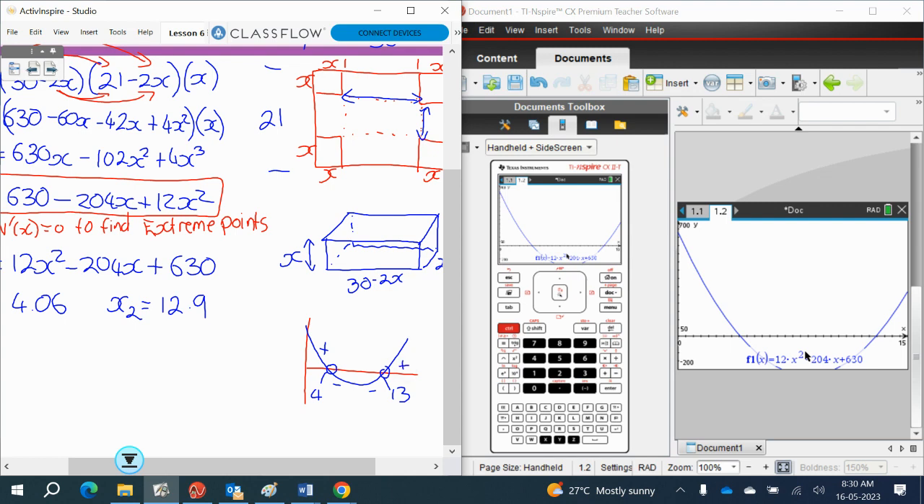Which one is a maximum? 4. 4 is a maximum. It goes positive, 0, negative. That means the original function goes up, 0 and down. And this one goes down, across, and up. That one's a minimum.